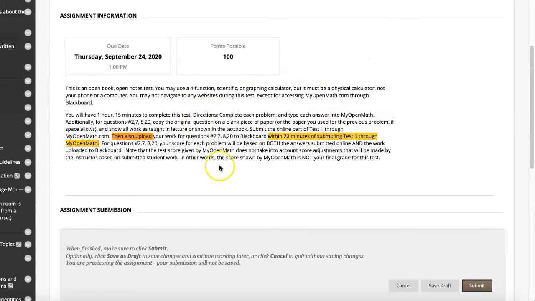The directions here you will find are the same directions on My Open Math. To take this test, you need to go over to where it says RP Now for students in the menu. And then once you are in the menu, just like you did for the practice test, you're going to go through the same steps. If you have any questions, please email me.